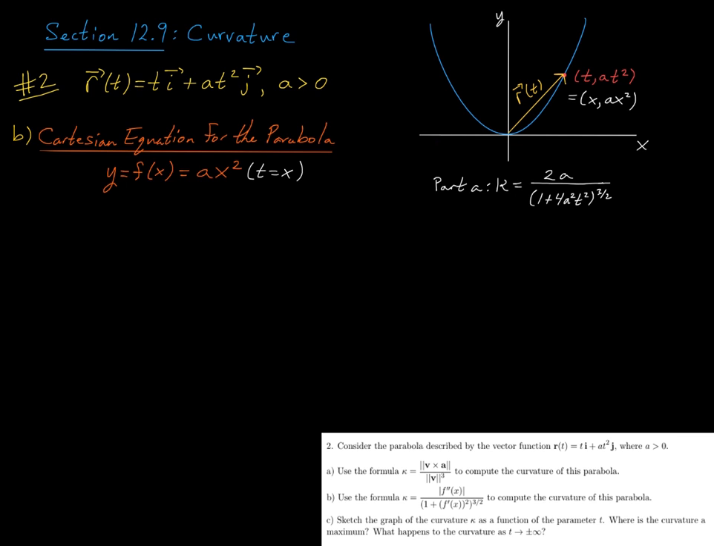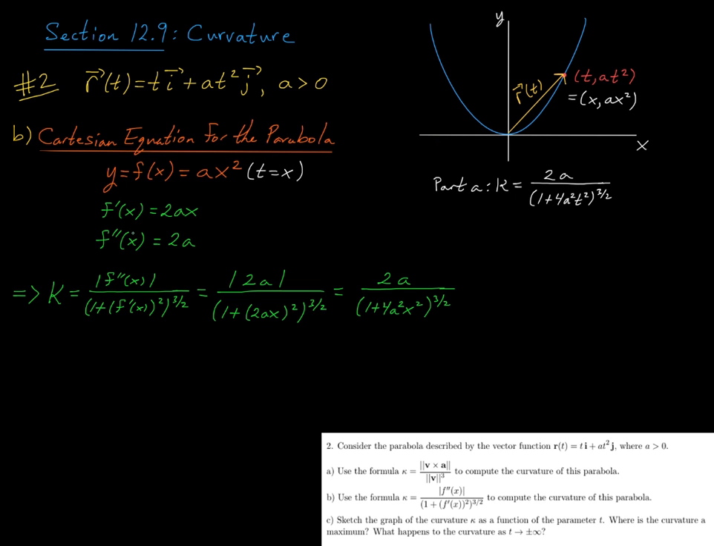Okay, let's apply our formula. If f of x is ax squared, then f prime of x is 2ax, and f double prime is just 2a. And so by just applying this formula, we wind up with the same expression that we got in part A. The curvature is 2a divided by the quantity 1 plus 4a squared x squared raised to the 3/2 power, where again, remember, we're just identifying t and x here for part B. All right, great. Now let's look at part C.